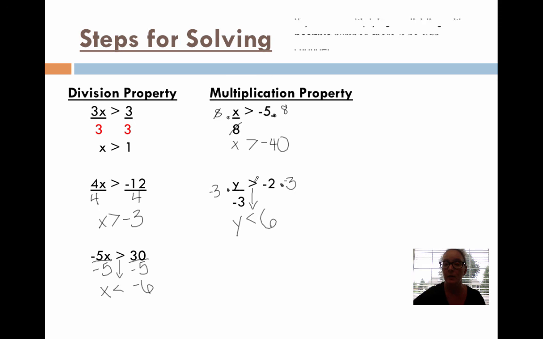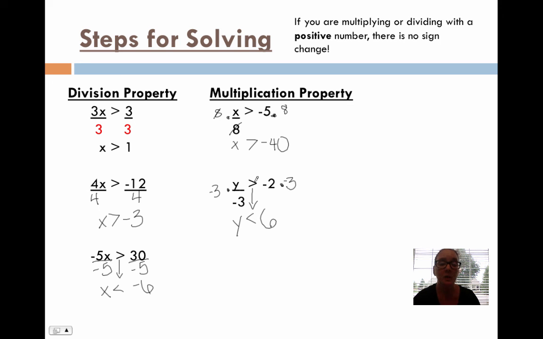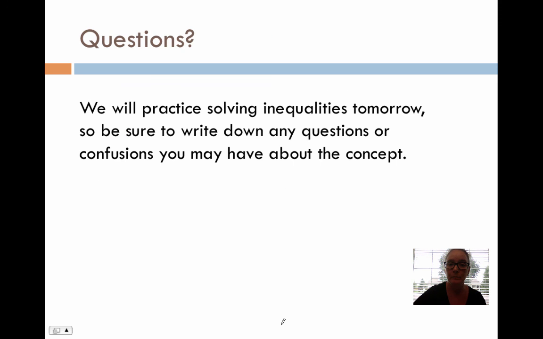All right, so just to remind you, if you're multiplying or dividing by a positive number, there is no sign change. If you're multiplying or dividing with a negative, you need to switch the signs. We're going to be practicing solving inequalities tomorrow, so be sure to write down any questions or confusions you may have about the concept.